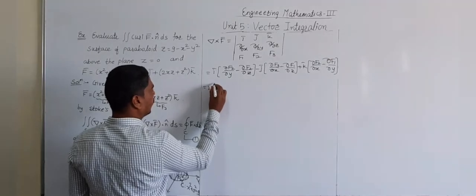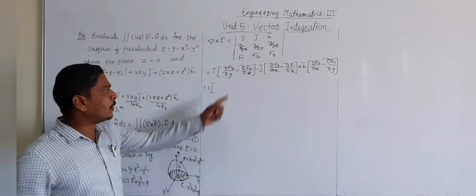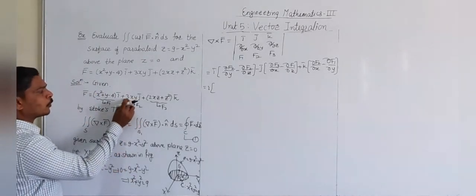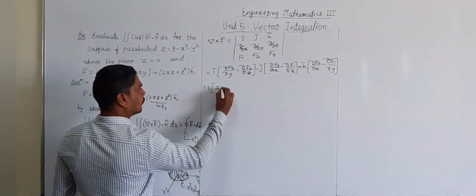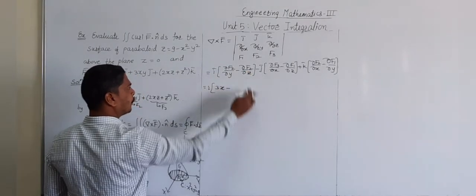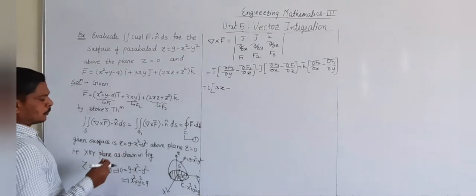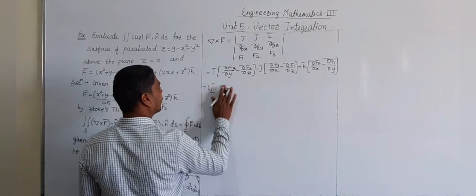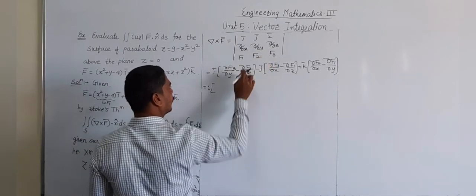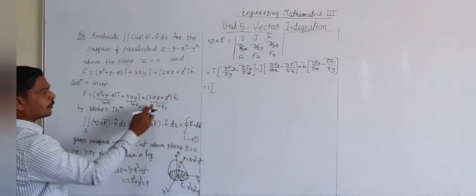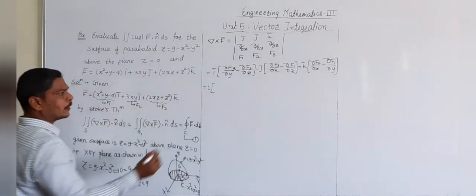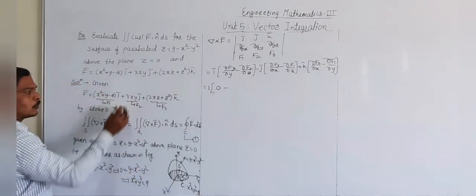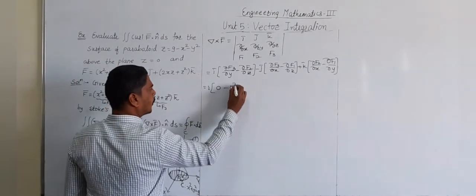So this is the del cross f bar. Now this is equal to i bar into bracket. First requirement is to find the partial derivative of f2 with respect to y. Here is our f2, so its partial derivative with respect to y becomes 3x. Then minus, the partial derivative of f3 with respect to y. What is the partial derivative of f3 with respect to y? This term does not contain y, so the partial derivative becomes 0. Then minus the partial derivative of f2 with respect to z. So f2 does not contain z, so the partial derivative becomes 0.